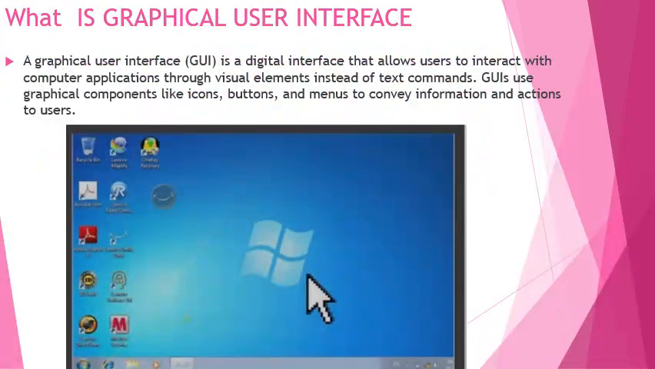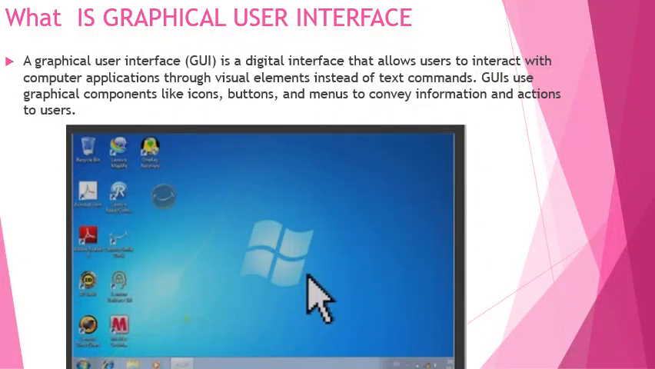So we are now on slide 2, which is the Graphical User Interface. A Graphical User Interface, GUI, is a digital interface that allows users to interact with computer applications through visual elements instead of text and commands. So the acronym of Graphical User Interface is GUI. It is a digital screen.